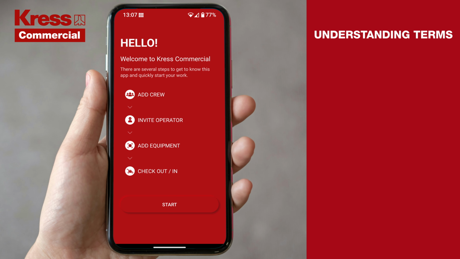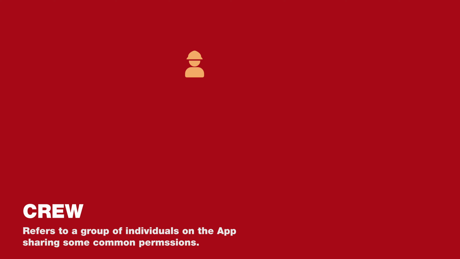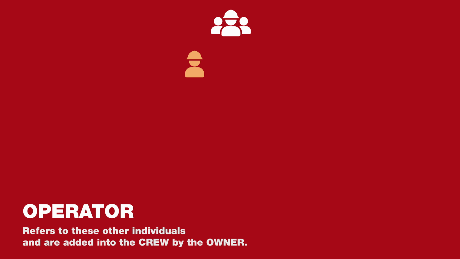Before we start the initial setup, let's run through a few terms you'll need to know. An owner refers to a single individual who controls access to all the equipment registered on the app. During the initial setup, the owner will be placed into the default crew labelled Owner's Crew. Crew refers to a group of individuals on the app sharing some common permissions. These other individuals are referred to as operators and are added into the crew by the owner.